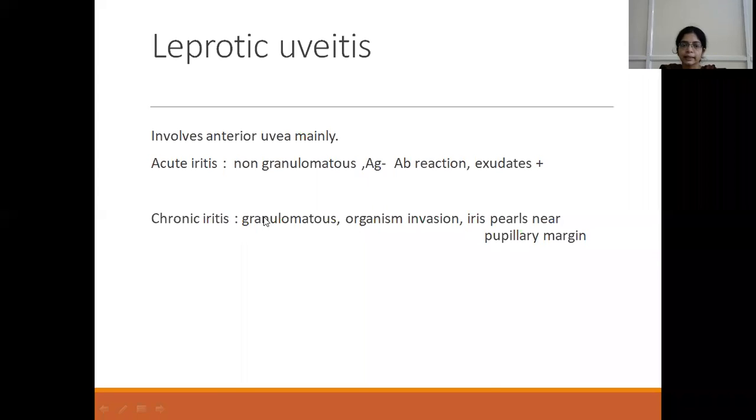What happens in chronic iritis is that the Mycobacterium leprae organisms start invading the iris stroma, and then they start forming granulomas. It will be a granulomatous inflammation, and then there will be formation of something known as iris pearls. The important term is lepra pearls or iris pearls. These iris pearls can coalesce with each other and form much larger iris pearls. The term here would be iris pearls, which is seen in chronic iritis, which is a granulomatous inflammation. And please remember it is due to invasion of lepra organisms. Okay.